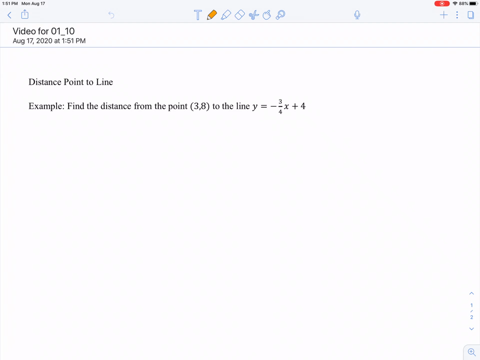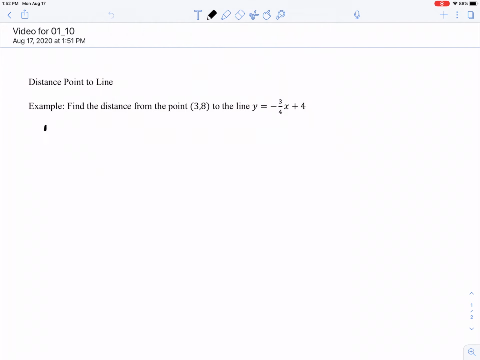All right, everybody. So we're going to do something called the distance from a point to a line. Algebraically, it might be the most intimidating thing you see first semester, but I think we'll be okay, and with practice, it does get easier. So the goal here is to find the distance from the point (3, 8) to the line y equals negative 3/4 x plus 4.